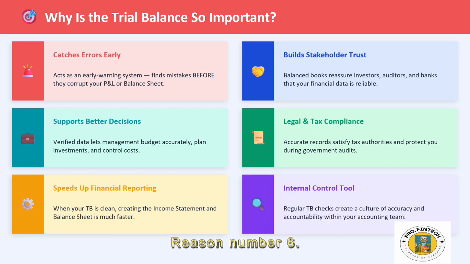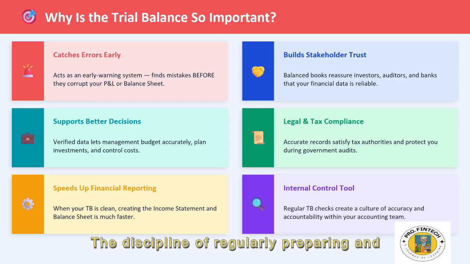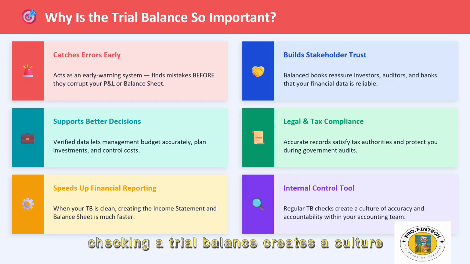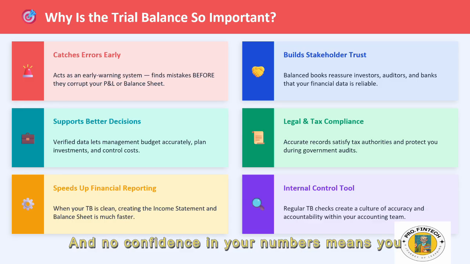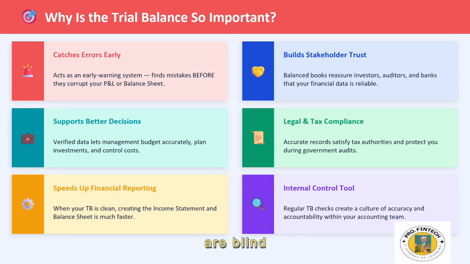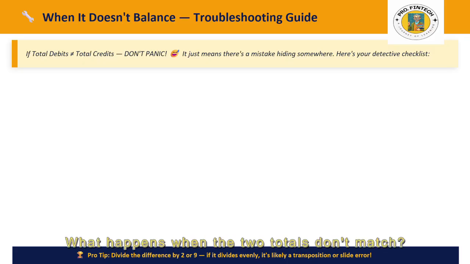Reason number 6, the discipline of regularly preparing and checking a trial balance creates a culture of accuracy and accountability in your business. Put simply, no trial balance means no confidence in your numbers. And no confidence in your numbers means you are flying blind as a business owner. What happens when the two totals don't match? This is more common than you think and it's completely fixable.